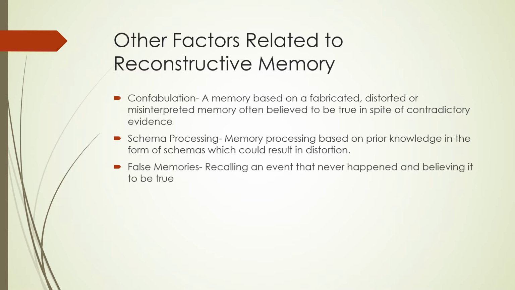fake memories. The next one is schema processing. So memory processing based on prior knowledge in the form of schemas, which could result in distortion. As we talked about with schema theory, different concepts and different ways in which we organize information can lead to a little bit of bias in terms of how we think of certain memories. And then also false memories. So recalling an event that never happened and believing it to be true.